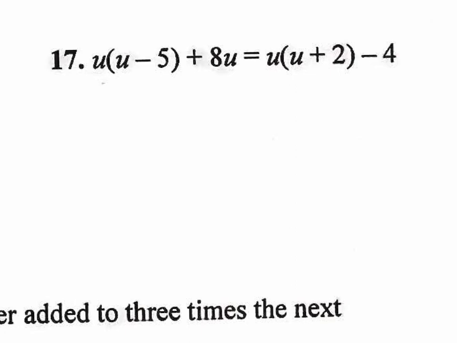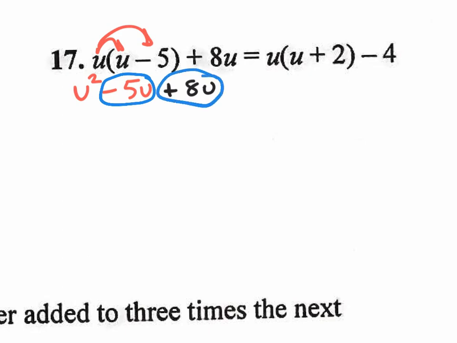Distribute, combine like terms, simplify your equation, then worry about getting u by itself. So when I go u times u, what do I get? U squared. When I go u times negative 5, what do I get? Negative 5u. And then bring down the plus 8u. So I have distributed. Now I need to combine like terms. Out of those 3 terms, I could combine the negative 5u with the 8u and get what? You get 3u, right? So we're going to end up with u squared plus 3u. If you owe 5 and you have 8, you're going to have 3 left over. That's as far as we could go on the left side.